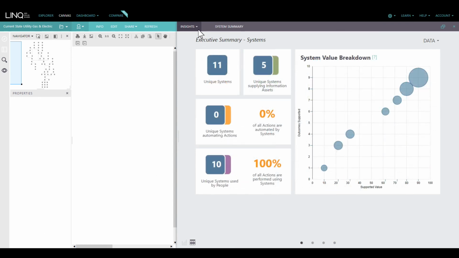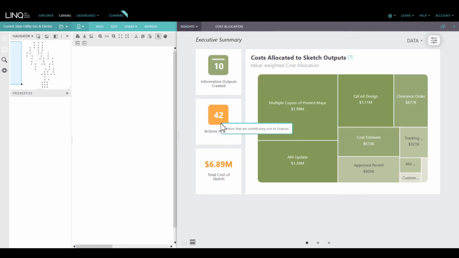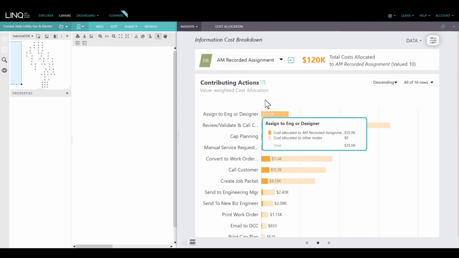This is the cost allocation insight. On the initial panel, we can see that the cost of the entire process is $6.89 million. There are 42 total actions and 10 information outputs created. In the breakdown of the costs here, we can see that the biggest expense is the cost of printed maps at $1.98 million.